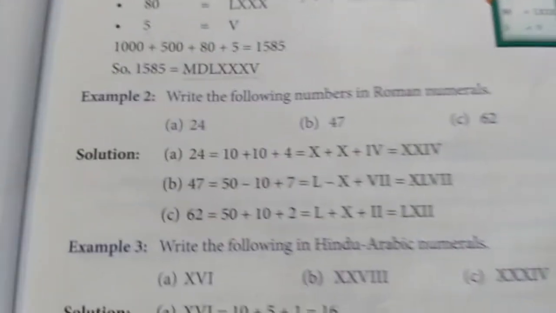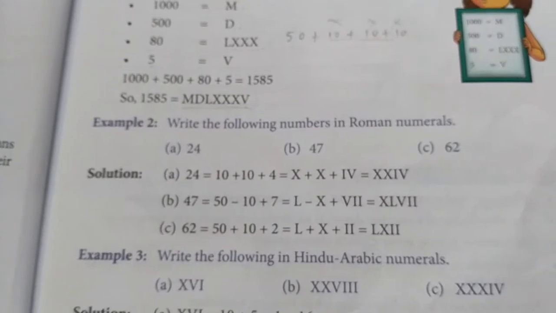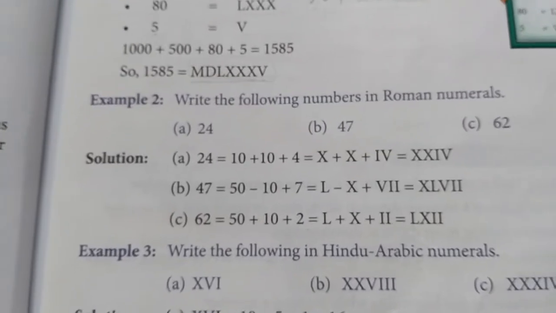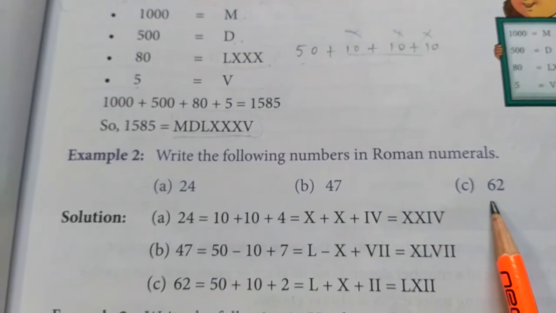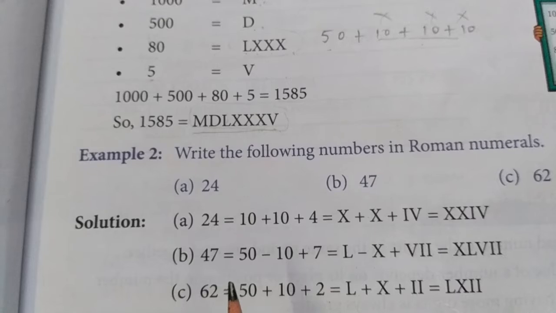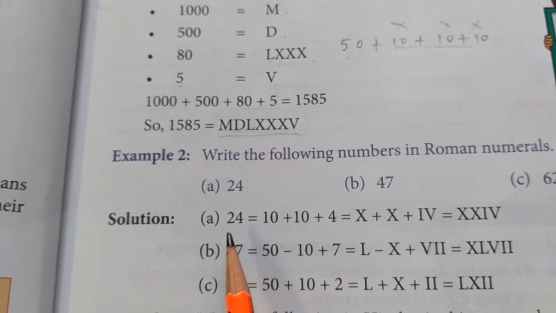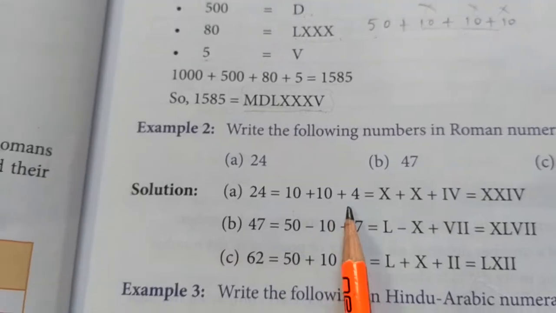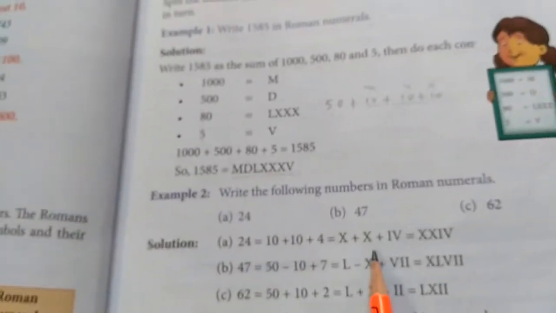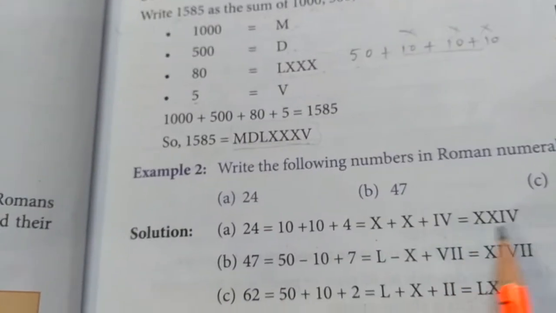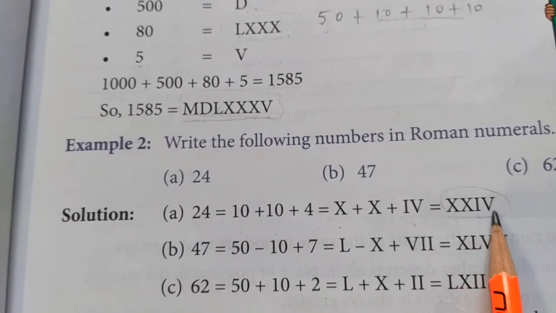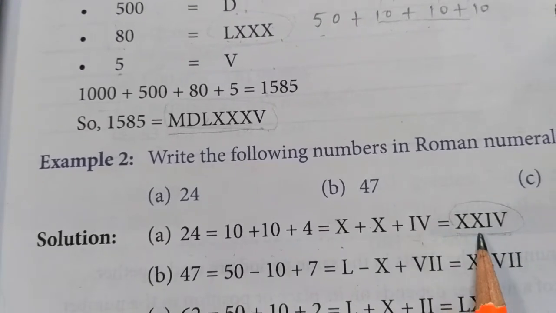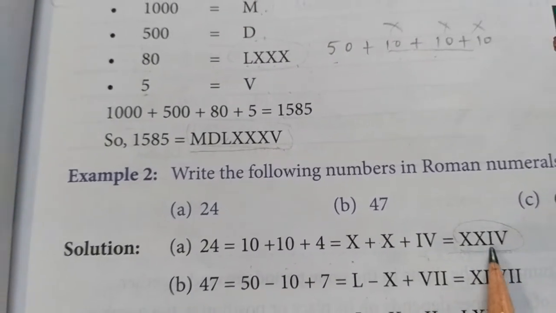Okay. Now, one more example. Write the following numbers in Roman numerals. Now these are two digit numbers. As you can see over here, this is 24, this is 47, this is 62, which we have to write in Roman numerals. So 24 can be written as 10 plus 10 plus 4. Accordingly, we will put the symbol X for 10, X for 10, and 4 is written like this. So it becomes X, X, I and V, the symbol V for 5.